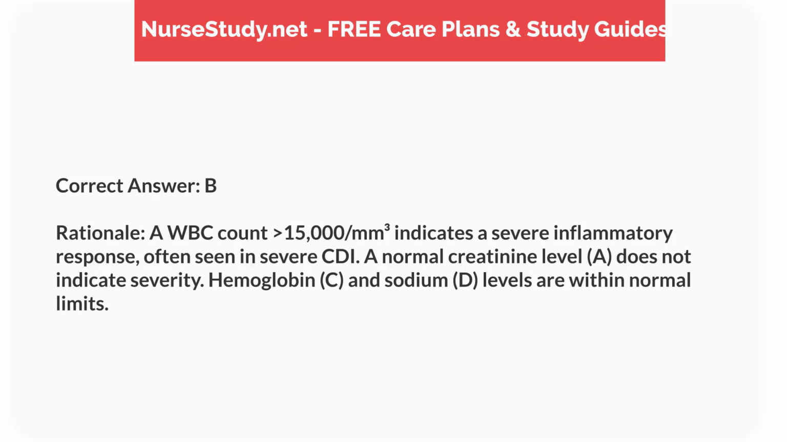Correct answer, B. Rationale: a WBC count greater than 15,000 indicates a severe inflammatory response, often seen in severe CDI. A normal creatinine level, A, does not indicate severity. Hemoglobin, C, and sodium, D, levels are within normal limits.